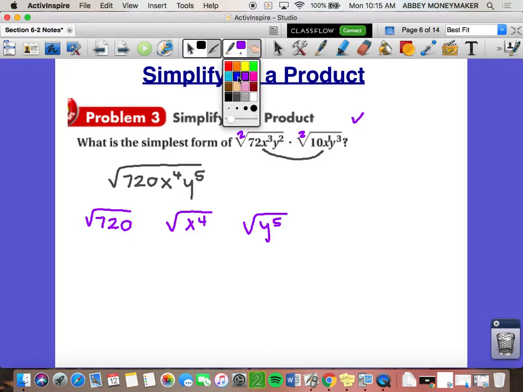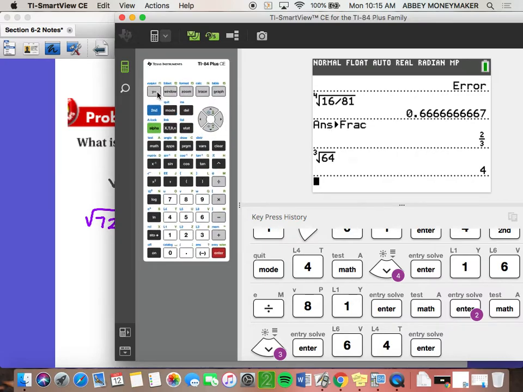And just be extra careful here, friends. The last couple have been the cube roots. This one is dealing with the square root. So that's a big number, 720. I have no idea what that is off the top of my head.